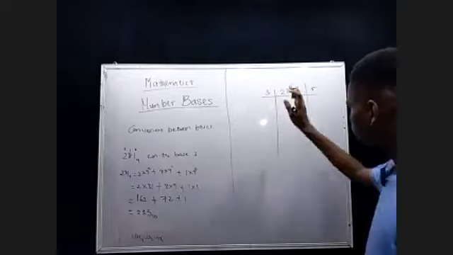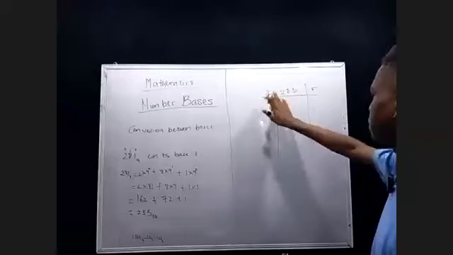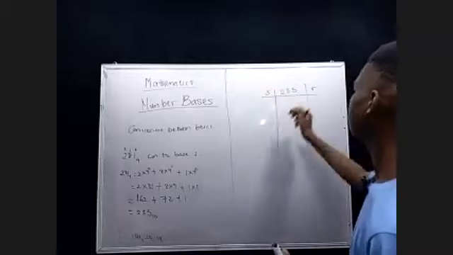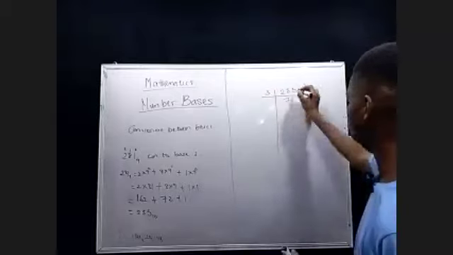So if I'm dividing 235 by 3, I'll take it one after the other. 3 in 23, that's 7. I'll have a remainder of 2.